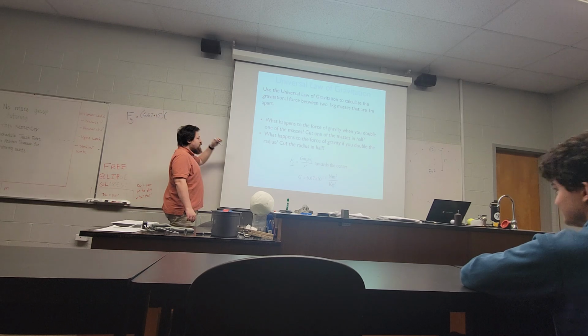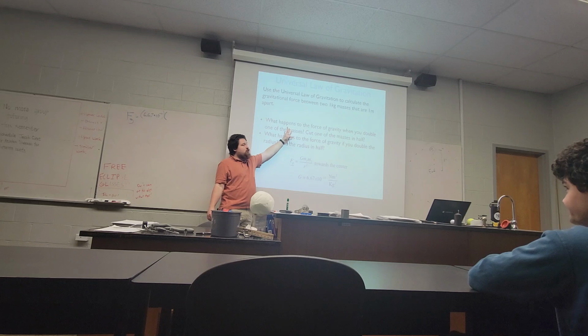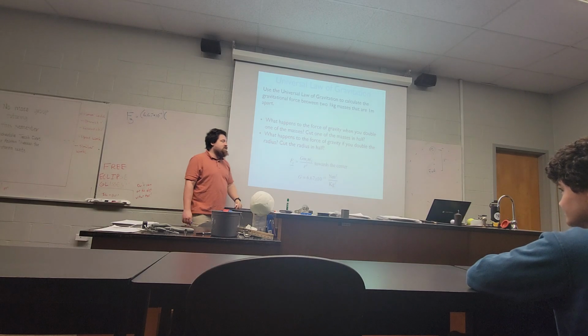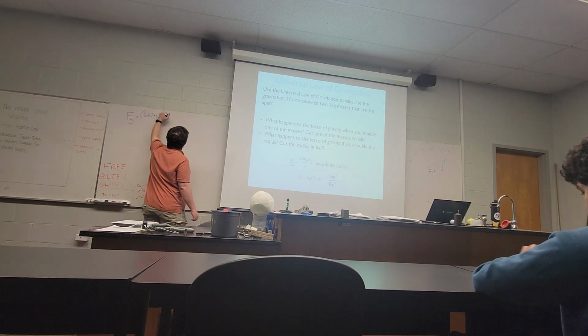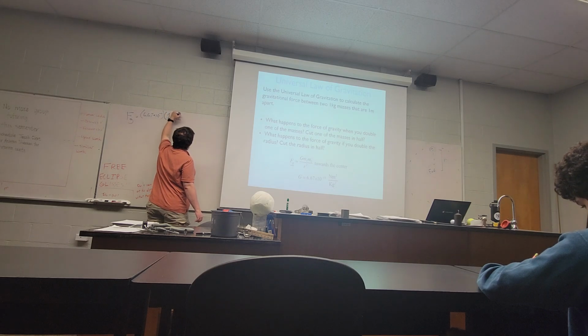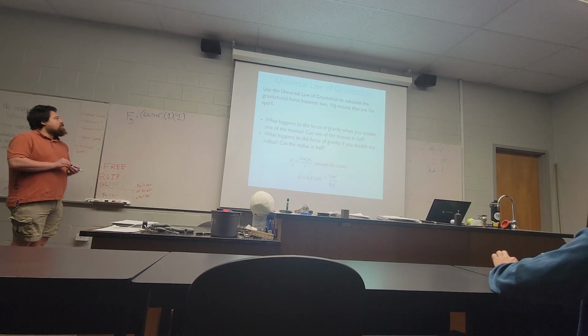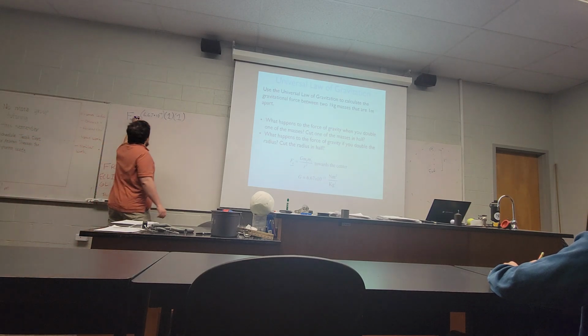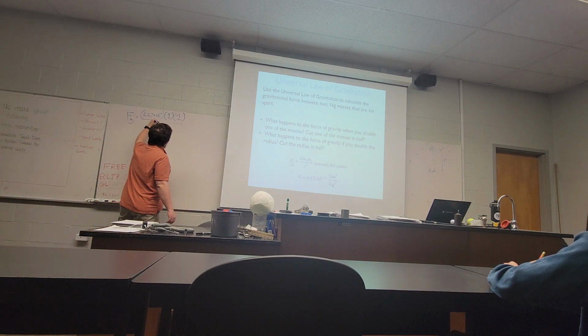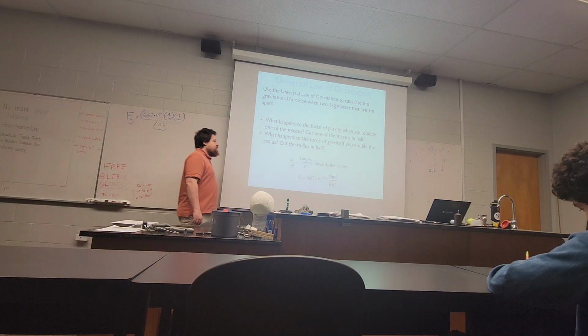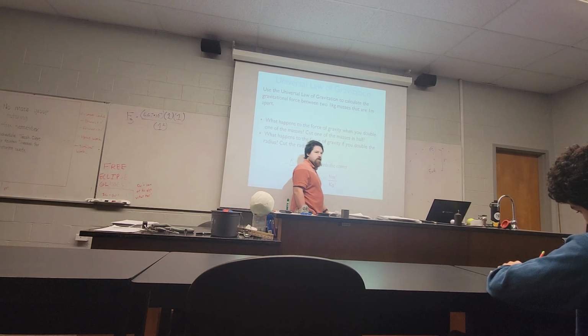Next, m1 times m2. You've got two 1 kilogram masses, so we're just going to input 1 kilogram times 1 kilogram. And lastly, r squared, distance between the two objects, squared. I placed them 1 meter apart, so that will just be 1 squared.